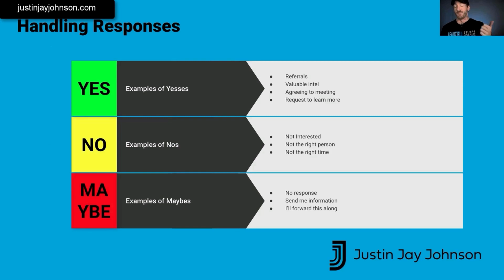We like yeses, no's are fine, maybes suck. So here's examples of them. If you're getting a referral, valuable intel, them agreeing to a meeting, those are all positive indicators. If they're not interested, not the right person, not the right time, without getting intel, then those are no's. But if you're not getting a response, that's a maybe. If they send you more information, that's vague. That's definitely a maybe. I'll forward this along. That's a maybe. We don't like that.